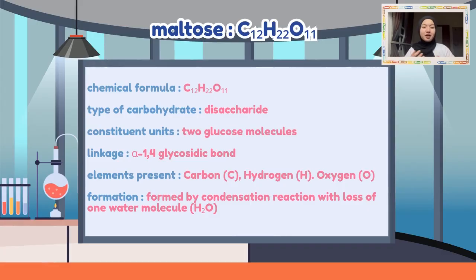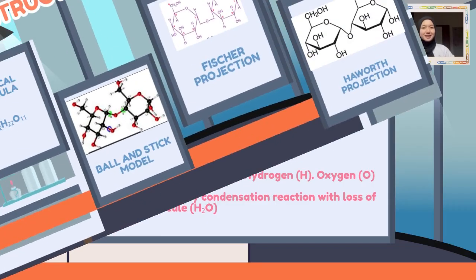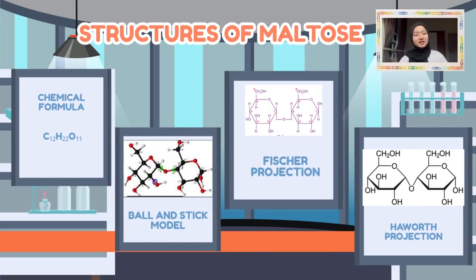Chemical information of maltose. Maltose has the chemical formula C12H22O11 and it is classified as a disaccharide. It is made up of two glucose molecules that are linked together by an alpha-1,4-glycosidic bond. The elements present in maltose are carbon, hydrogen, and oxygen. Maltose is formed by a condensation reaction where one water molecule is released during the bonding of the two glucose units. The picture below shows the structure of maltose.